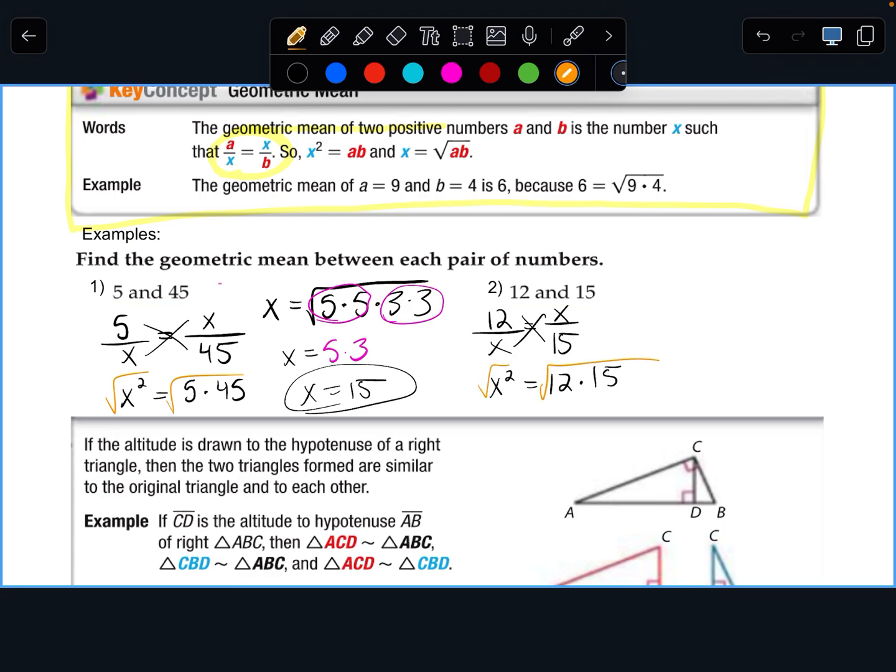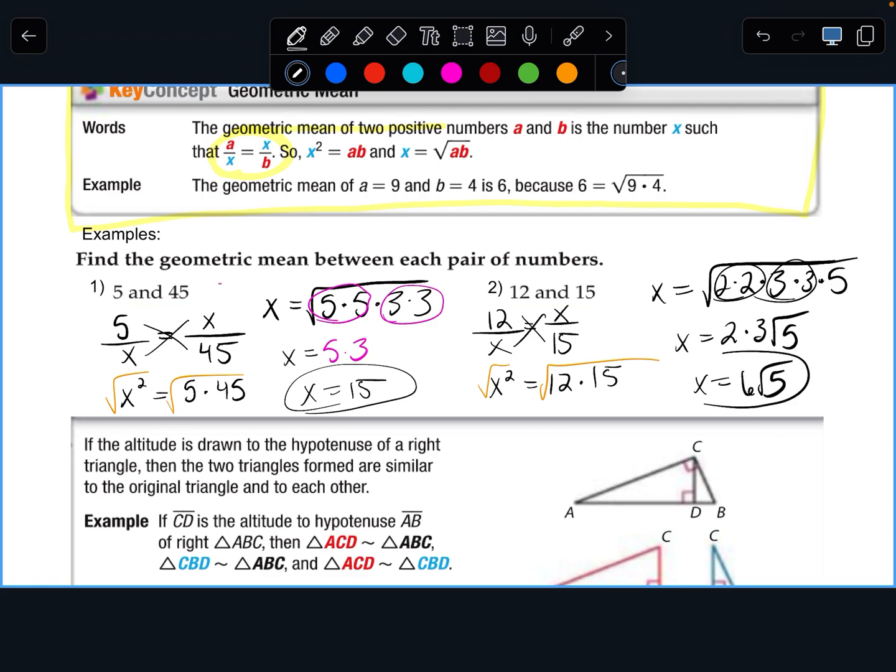So you're going to square root both sides, and you get x equals square root. And then 12 is 4 times 3, so 4 is 2 times 2. So 4 times 3 is 12, and then 15 is 3 times 5. So then you've got a pair of 2s, a pair of 3s. So you get 2 times 3, and then root 5. So 6 root 5 is the geometric mean between 12 and 15. Okay, so there's one question on the test that says find the geometric mean between the two numbers. That's all you do. Okay.